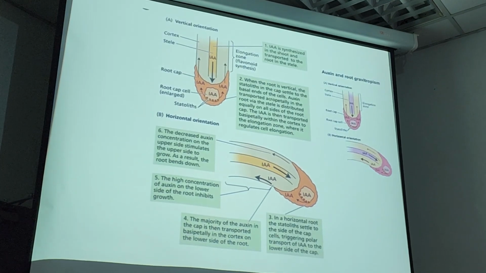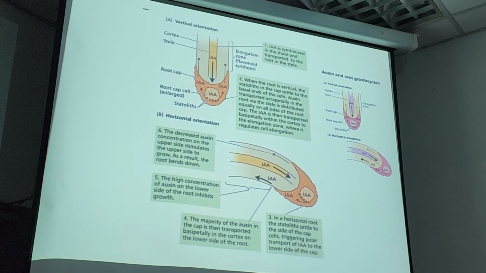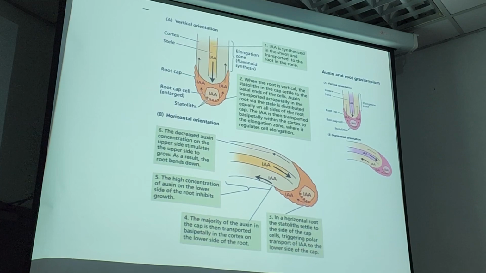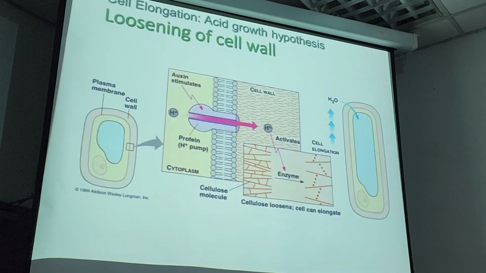That's why you get your positive gravitropism. The root will grow towards the gravity. Why? Because statoliths are heavy and dense. They will deposit where gravity is the most. Okay, got it? All right.